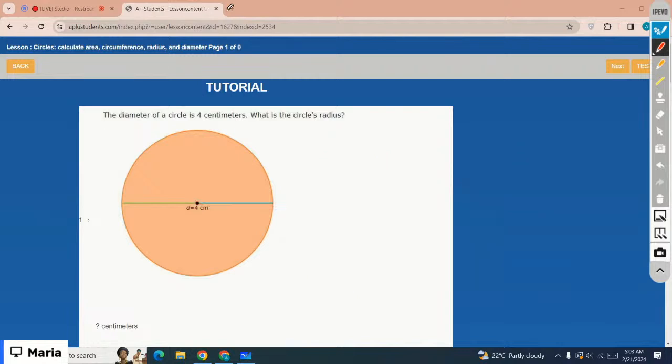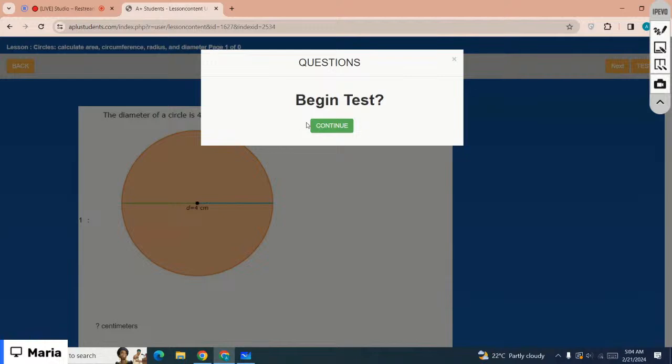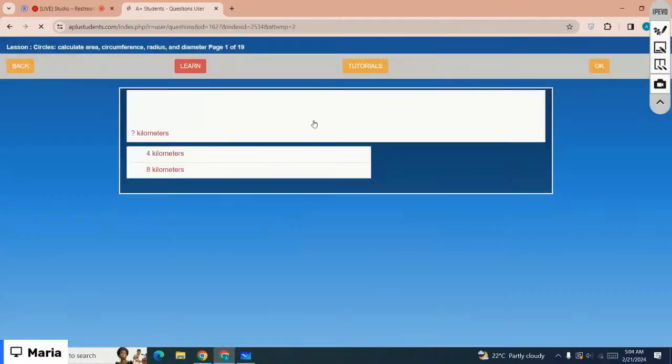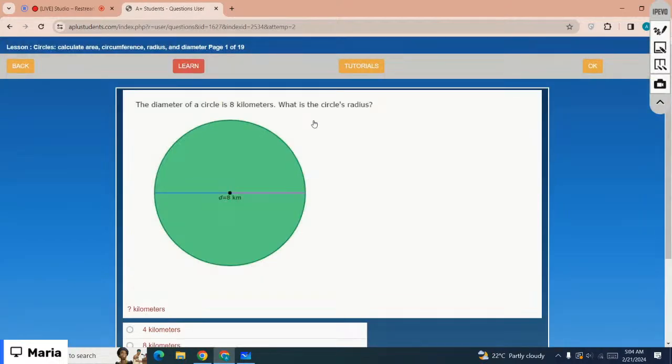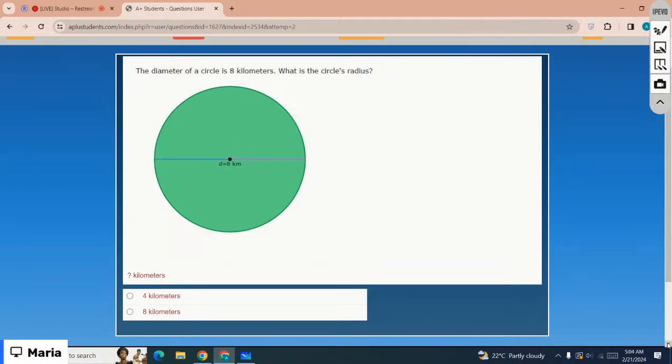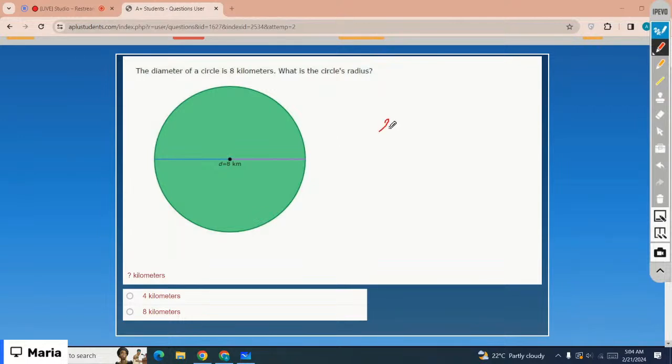Okay, let's start with the next one. The diameter of a circle is 8 kilometer. What is the circle's radius? So which is the correct option? You are given the diameter, you have to find the radius. This complete line from this point to this point, that is the diameter. You need to find the radius. So radius is always half of the diameter, right?